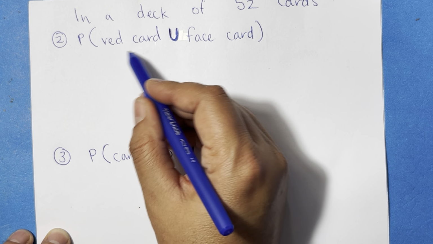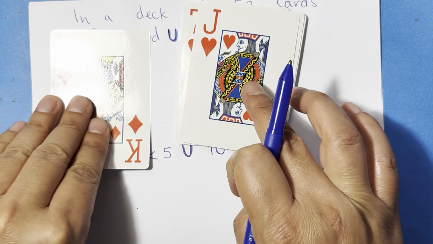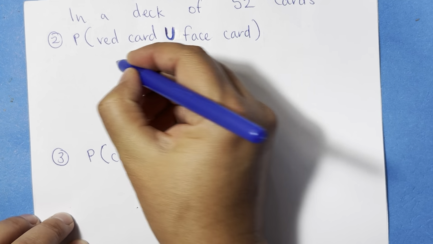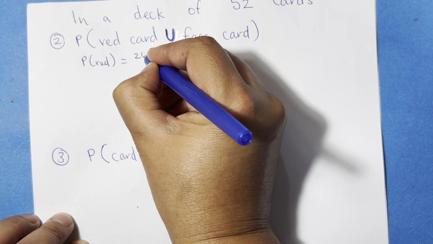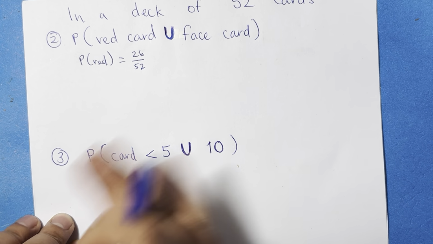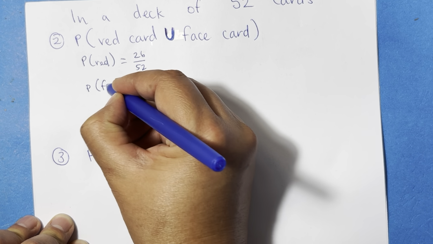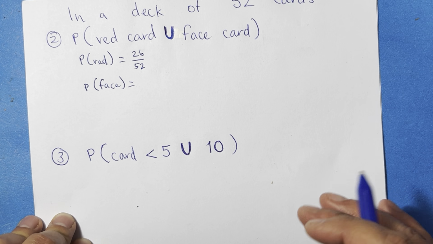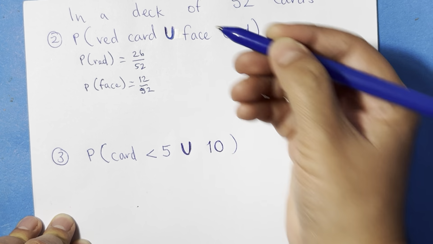Okay, so we said that red cards, there are two groups, which is the hearts and diamonds, right? You have a total of 13 plus 13, that's 26. So the probability of a red card is 26 out of 52. And I like to set the information on the side so that we have a better idea. The probability of a face card, well, how many cards are face cards? We said that there are 3 in each group and there are 4 groups. So 3 times 4 is 12 face cards out of the 52.